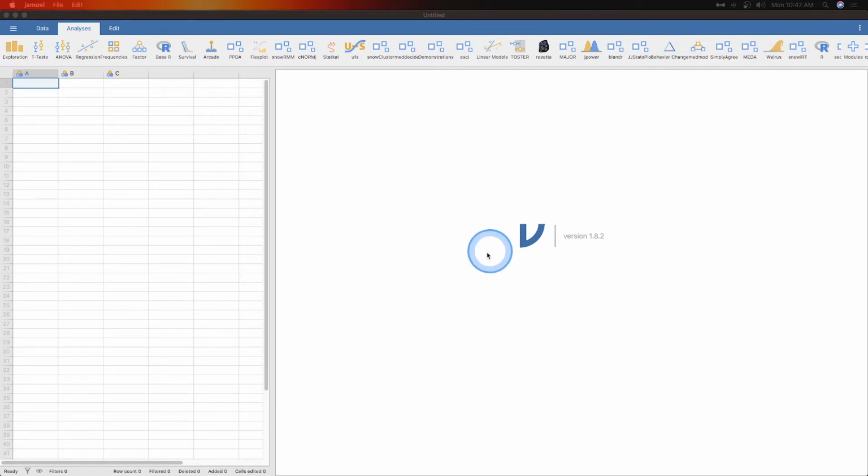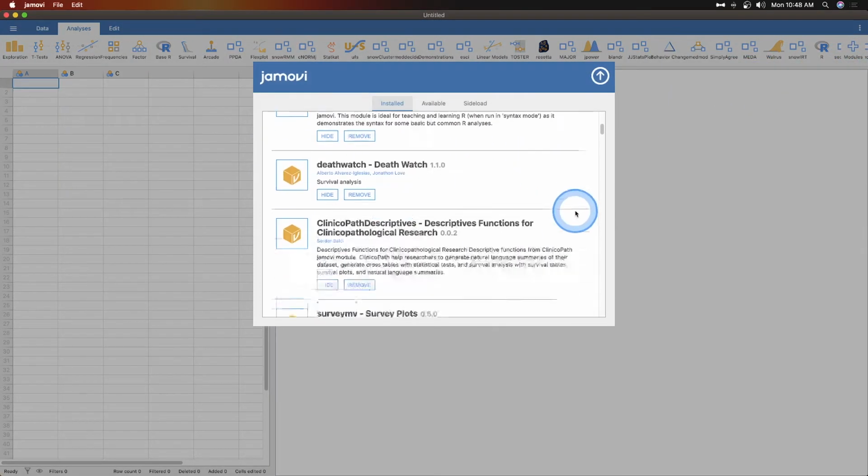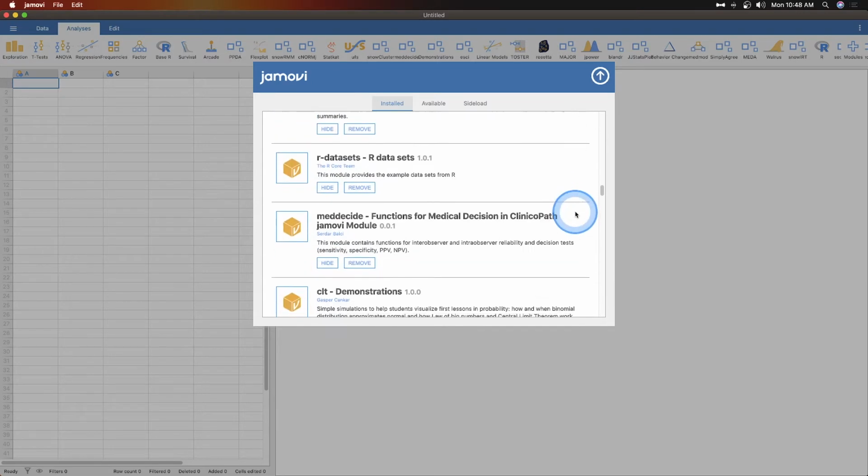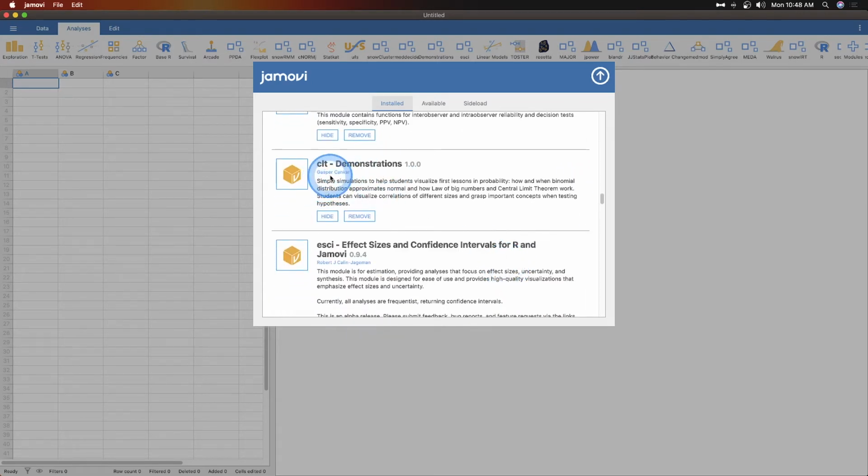In this tutorial, we actually don't need to open any data. So what you do is you just go up to modules, you go up to manage installed, and I'm going to have this installed on my stuff already, but we are looking for CLT. There it is, CLT demonstrations by Gasper Kankar.